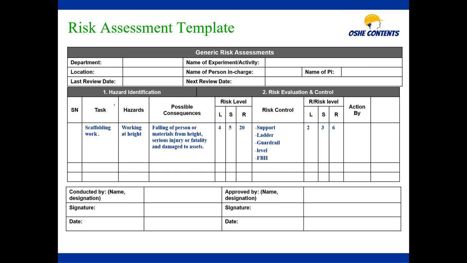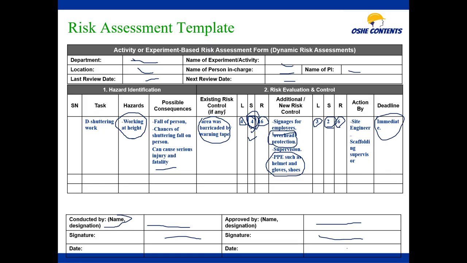What is the generic risk assessment? This is the same, you need to fill it in for that. The difference between the generic risk assessment and the specific, or dynamic, risk assessment is just these things. What was the difference? The difference was here: existing risk control and additional risk control. There was also residual risk after additional risk controls, and current risk level. This is the current risk level and this is the residual risk level.